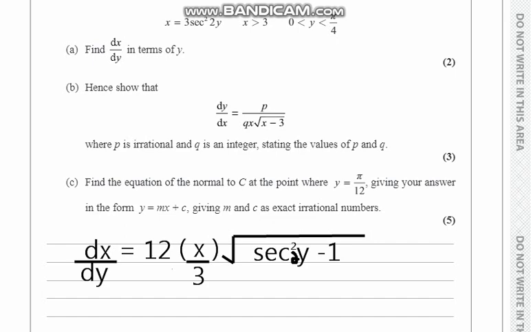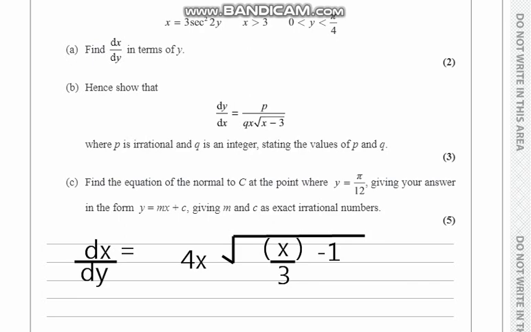Again, x has 3 sec squared 2y, and when we divide x by 3 we get sec squared 2y, so we'll replace sec squared 2y by x upon 3. There you go, we have everything in x terms and the y terms have been eliminated. Just a little bit of simplifying here: 12 and 3 will cancel out and we'll be left with 4. Let's plug it in. There you go, now I got 4x root of x upon 3 minus 1.